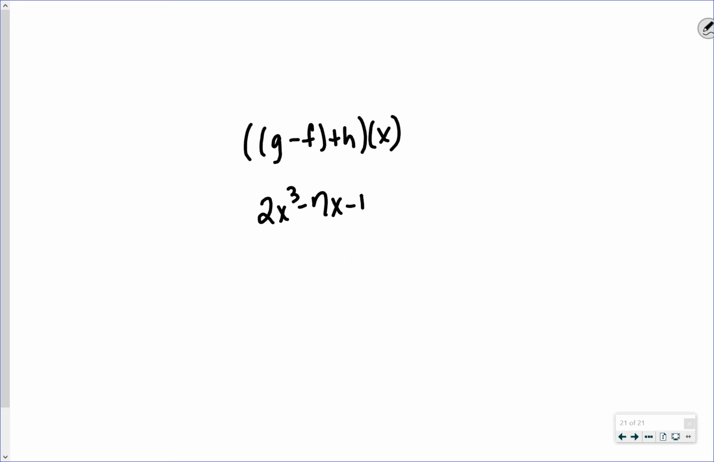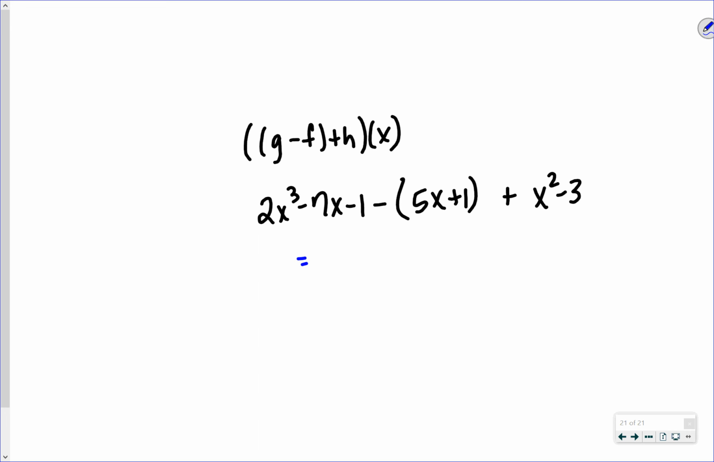Number 24 uses the same things. It is g minus f plus h of x. G is 2x cubed plus 7x minus 1, minus f. So I'm going to put f in parentheses because that minus sign is going to affect both of them. And then plus h. H is x squared minus 3. So I don't need the parentheses around the h because I'm adding it. The subtraction is what messes you up.